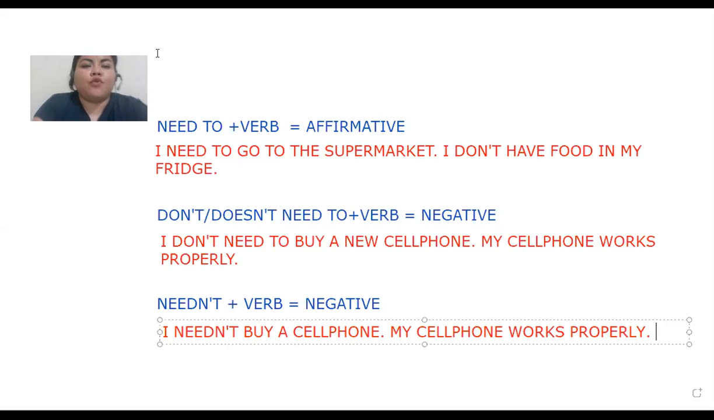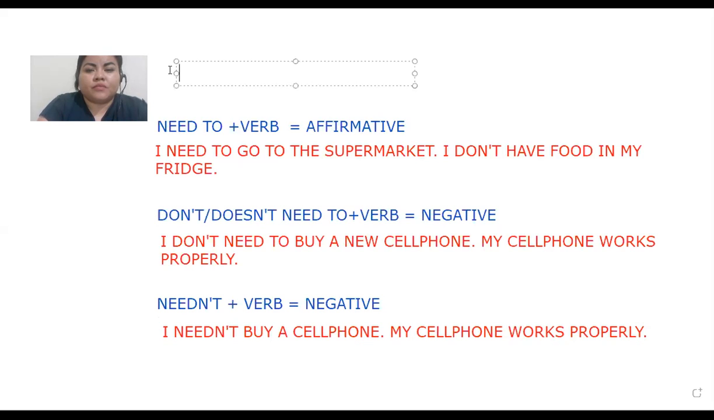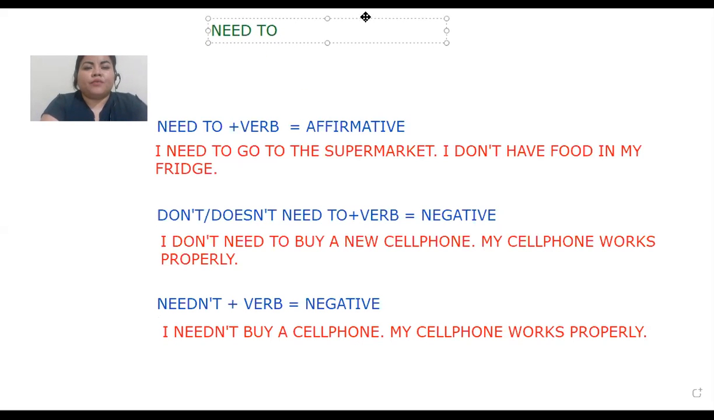¿Se entiende la función o el momento en el que vamos a utilizar need to? Yes, teacher. Yes? Okay. En la primera, ni ese es ni tú, ¿verdad? I, ni tú. Yes. Podemos ponerle we, ni tú. No va a importar la persona, por decirlo así, nosotros, ellos. Thank you. Good question. Very good.